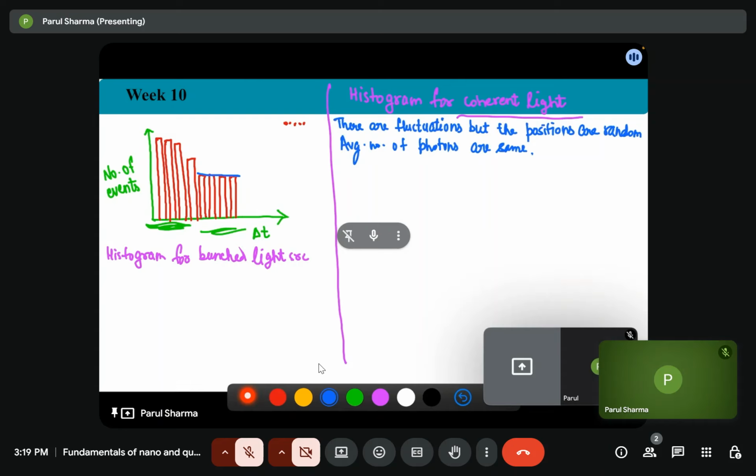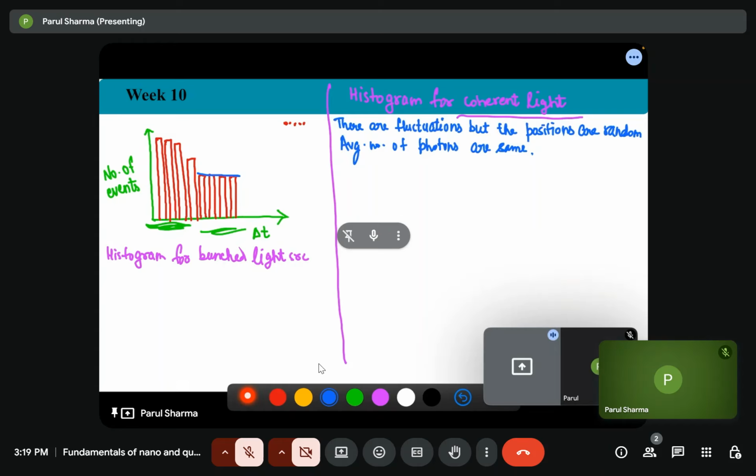In case of bunched light, if we go to finer time intervals, say 1 picosecond, the average number of photons is higher. But in the coherent case, the probability is constant. So if the probability is constant, the average number of photons is constant, and then there is some randomness.